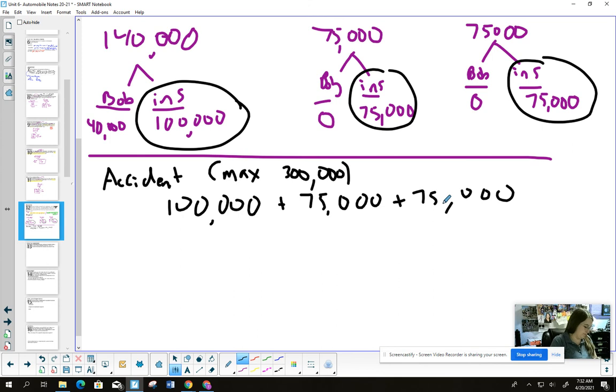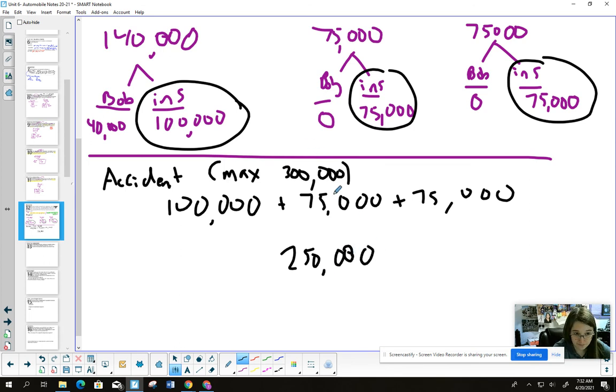So I'm going to go to the calculator. I'm pretty sure I know what this is, but that's okay. 100,000. Be very careful with your zeros. Plus 75. Plus 75. Okay, so $250,000 is what the insurance company would pay.